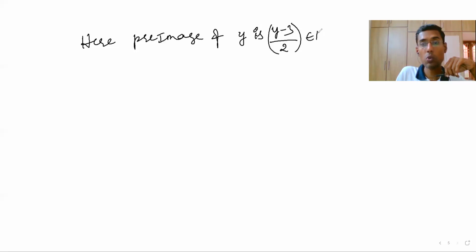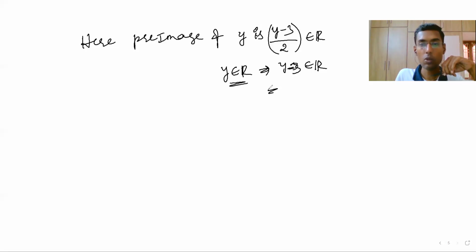This belongs to R. Why? Here y is a real number. How do you check? y is a real number. That is y minus 3. y minus 3 is also a real number. So (y minus 3) by 2 is also a real number. Yes or no?